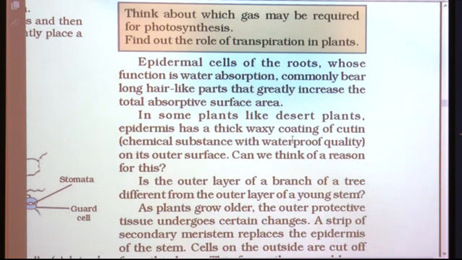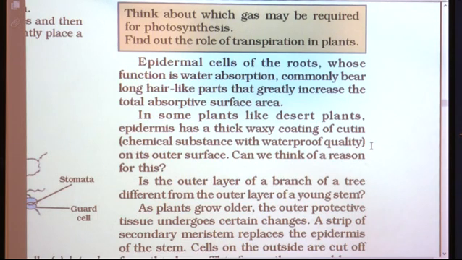Now, in some plants like desert plants, epidermis has a thick waxy coating of cutin. So, in desert plants we find there is a thick waxy layer which has cutin. What is cutin? It is a chemical substance which is waterproof. Because of this waxy coating of cutin, water does not get lost.